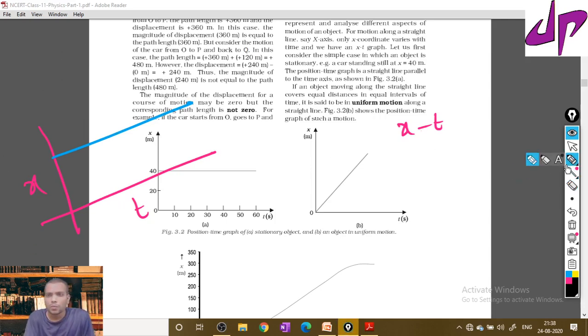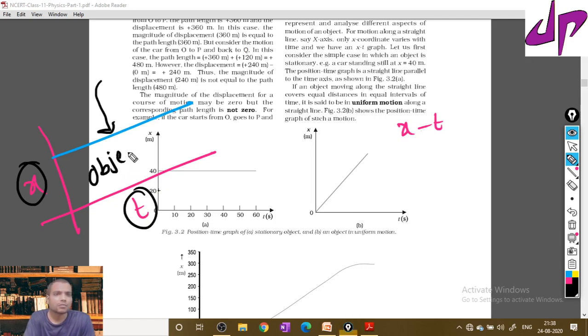The position is constant with respect to time. So in the graph, it shows a straight line. This tells us the object is at rest.